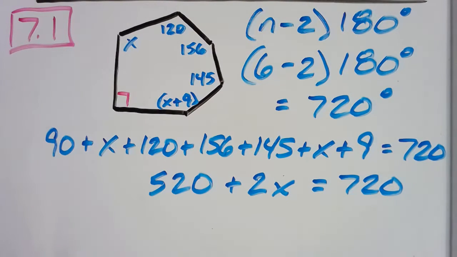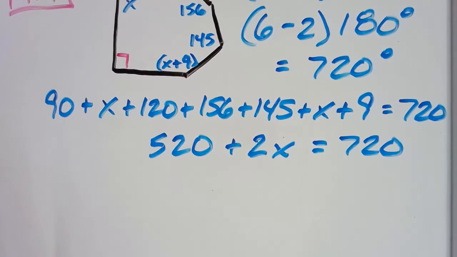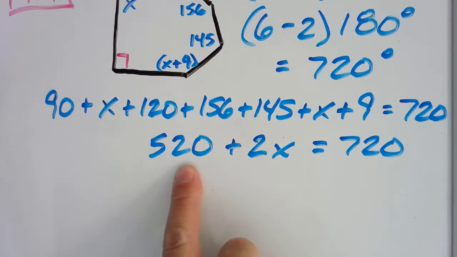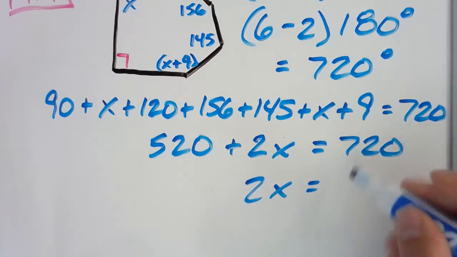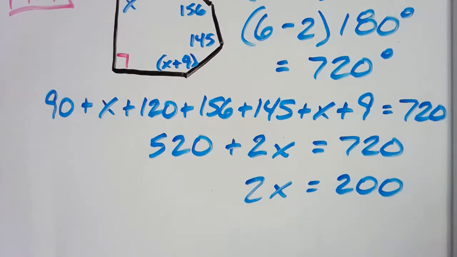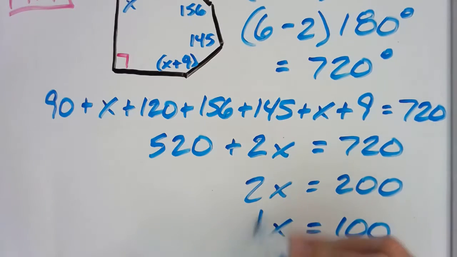At this point, this is a very familiar type of algebra problem. I'm just using inverse operations to get x by itself. So the first thing we're going to move is this positive 520 by subtraction. And I'll get 2x left alone on the left. And after I subtract 520 from 720, I have 200 left over. Simple division at this point tells me that x equals 100.